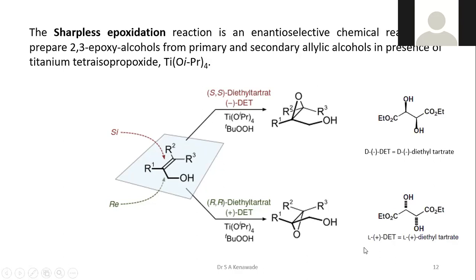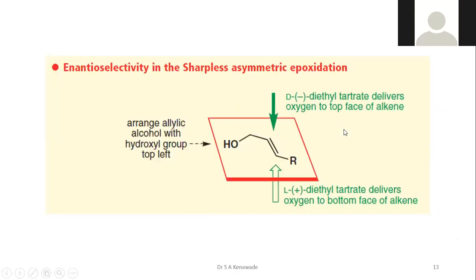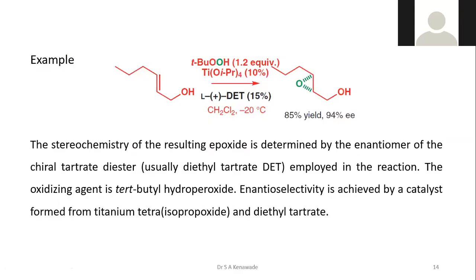You can also draw the minus DET and plus DET, that is diethyl tartrate. Again, here is the enantioselective synthesis of asymmetric Sharpless epoxidation. Then here is an allylic alcohol arrangement. Again I repeat, minus DET delivers oxygen from the top face of the alkene. You can assume the alkene in the plane, then with minus diethyl tartrate, oxygen is donated from the top side, and with plus diethyl tartrate, oxygen is donated from the bottom face of the alkene.